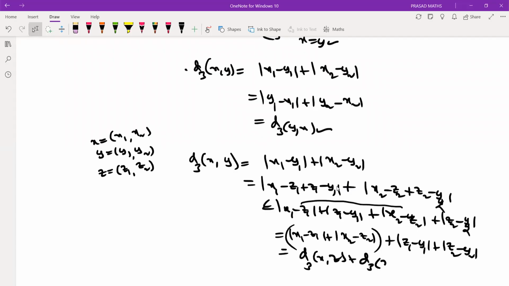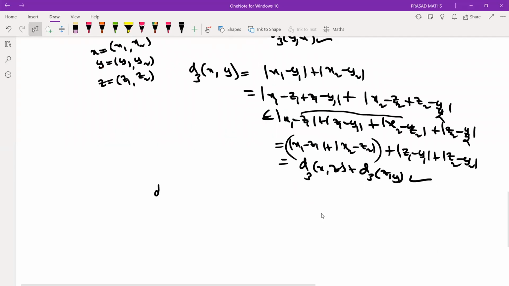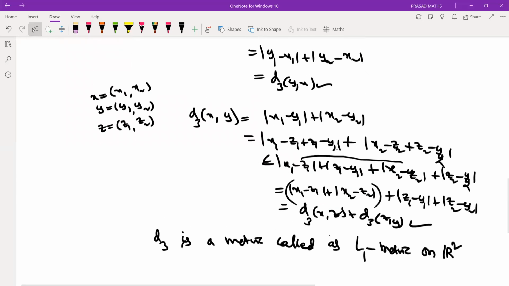Is exactly D3 of x comma y. Therefore, it satisfies triangle inequality. Therefore, it is a metric. So D3 is a metric. This is called the L1 metric on R2. Understand this? This is a metric. We can call this metric the L1 metric. So very standard metric actually.